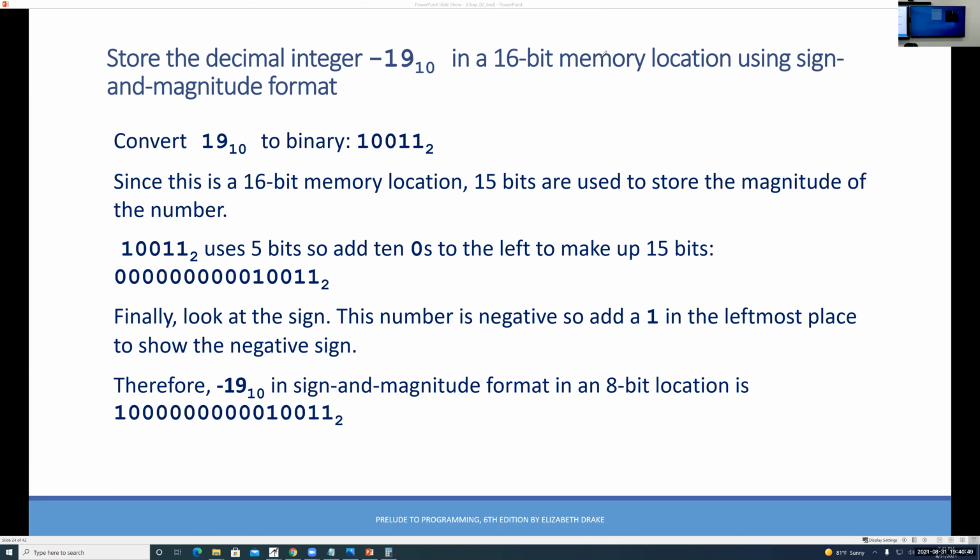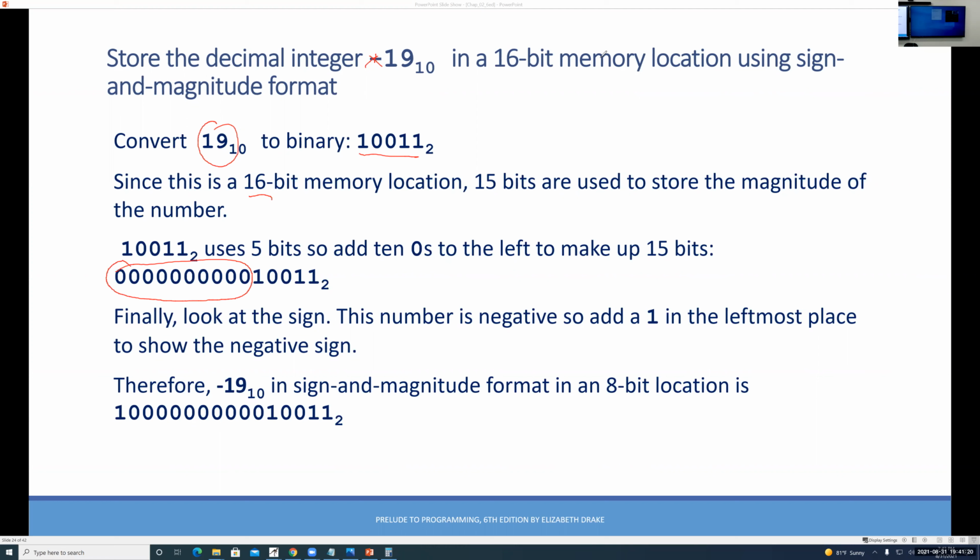Now, if you want to store the decimal negative here, you just do the same, right? Forget about this one. You convert the 19 here to the binary. You have this one, right? You will have the 5-bit. You need to make it up, for this one is 16 here. So you need the 15-bit for the value. That's why you have to insert 10 zeros on the left to make it up for the 15.